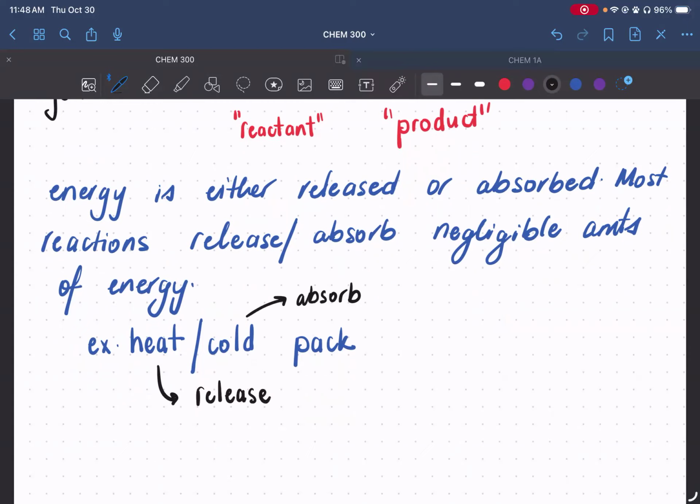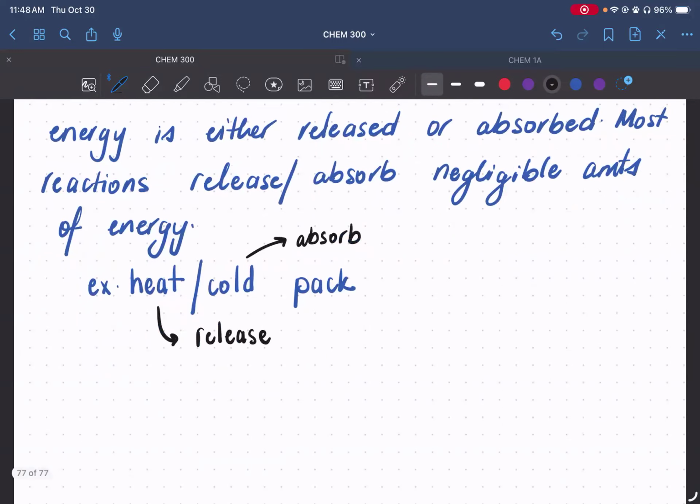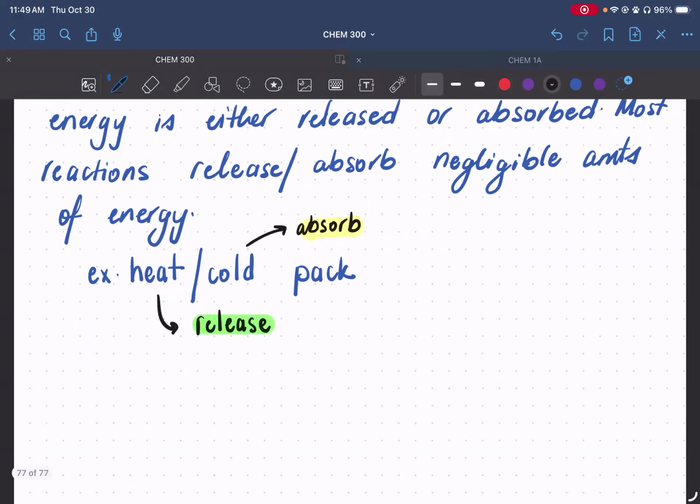Some reactions, of course, have much more noticeable amounts. One of the most common examples of a reaction that releases high amounts of energy is, of course, a bomb. But on the other end, we have reactions such as the formation of carbon dioxide and water within our body. Of course, that doesn't necessarily force us to get colder or hotter, but the energy associated with it is negligible. Since this falls into one of two categories, one where energy is either absorbed or released, we need to have vocabulary to talk about these concepts.